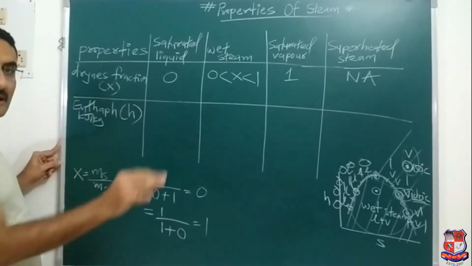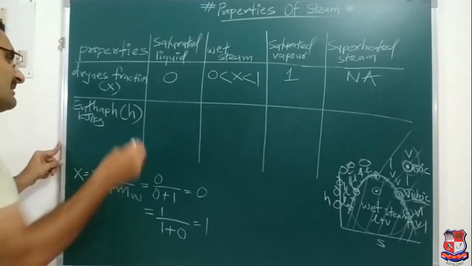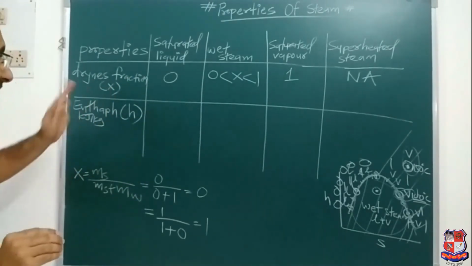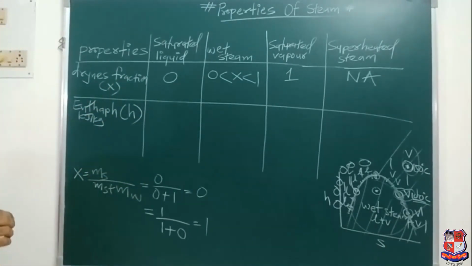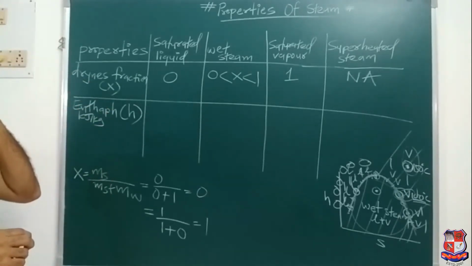Over here it is unitless. If you want to multiply it with 100, then you can say it is in percentage, but right now we are not multiplying dryness fraction. In your examination, the examiner will say the dryness fraction value is 70%.